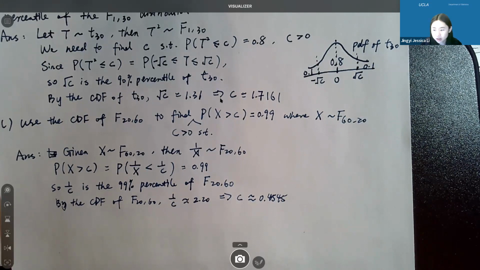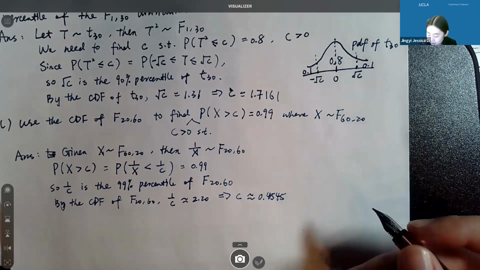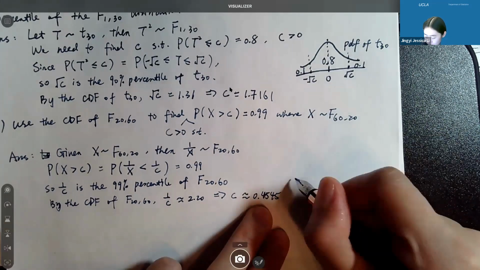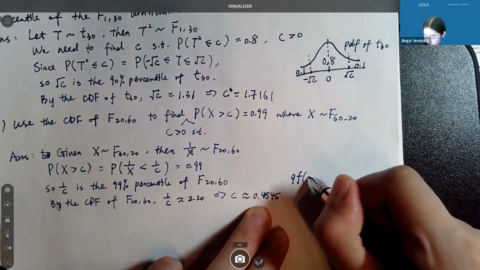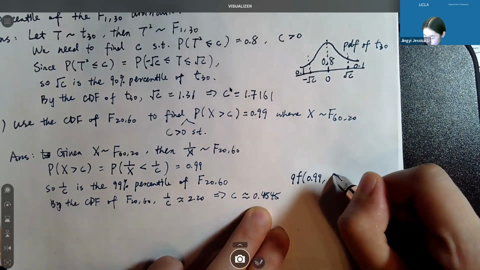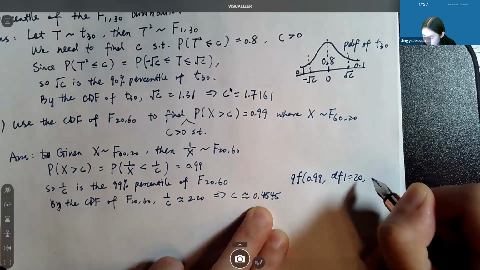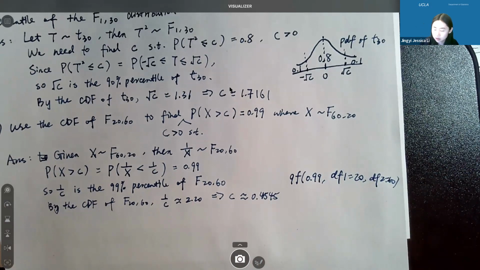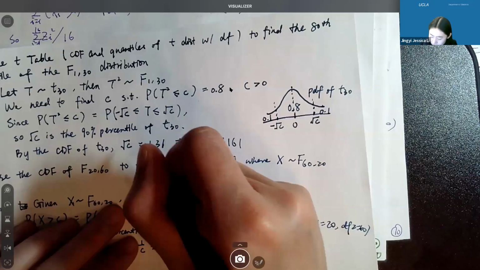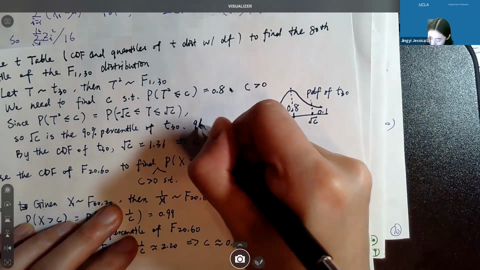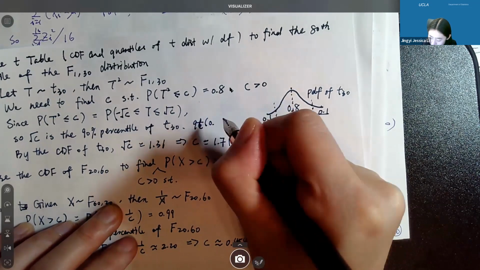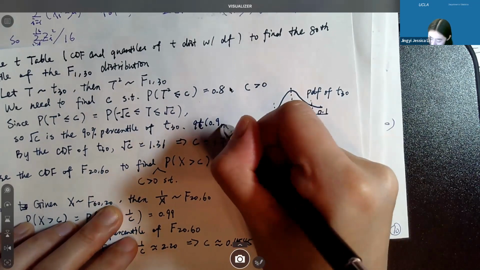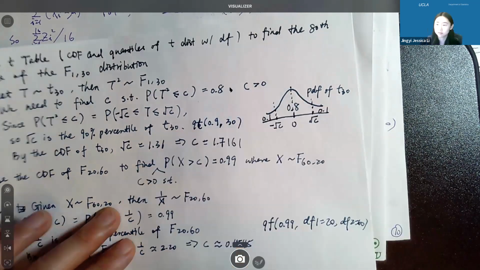So for the R code, I'm going to post it so you can check it later. It's basically the quantile function, and I can actually write it here if you need. Basically what I did is QF 0.99, DF1 equals 20, DF2 equals 60. That's the R code for this one. And for the previous one, the R code is just QT 0.9, and the DF is 30. That's it.